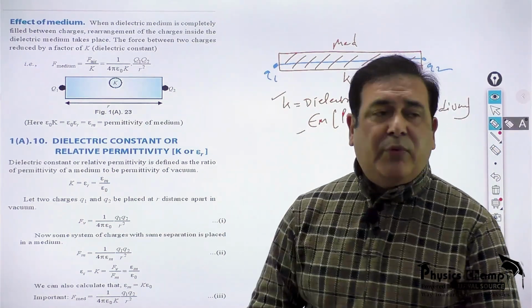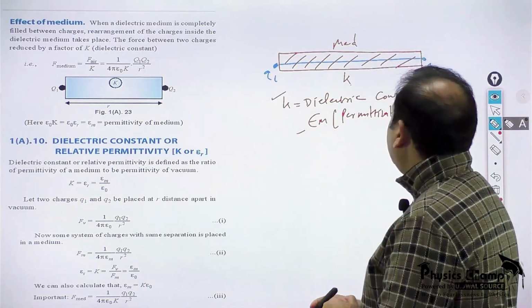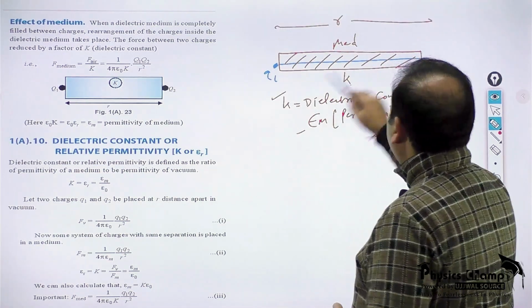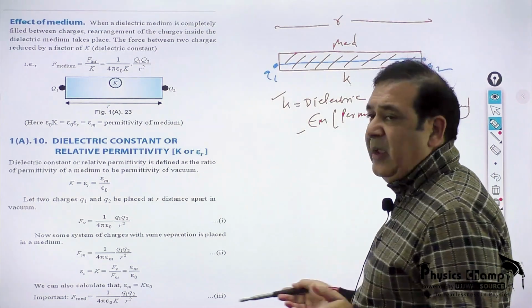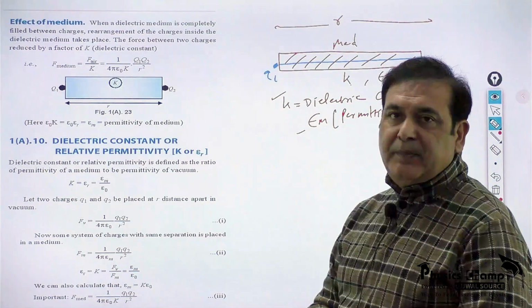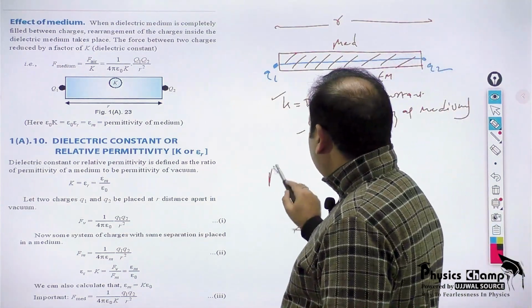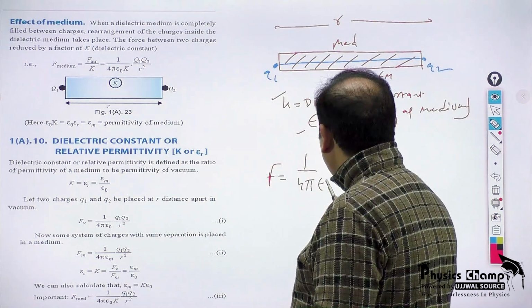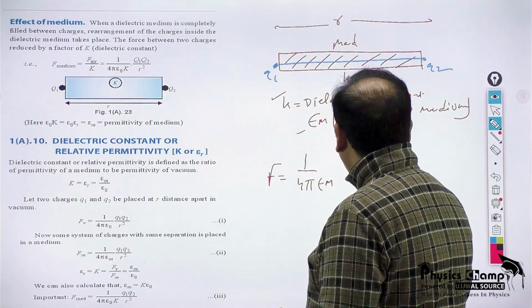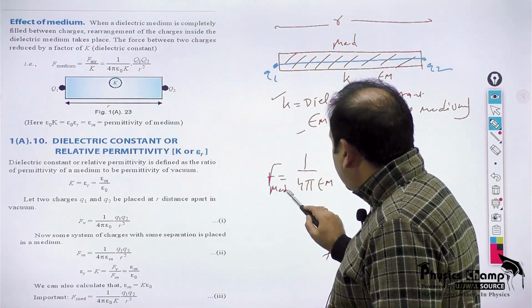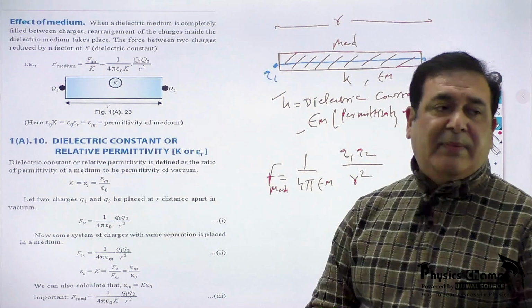Now, how do we write the force between the two charges when they are placed r distance apart, and there is a medium of dielectric constant K, and the medium has a permittivity epsilon m? The force should be written as 1 over 4 pi epsilon m into q1 q2 by r square. Force in the medium is 1 over 4 pi epsilon m q1 q2 by r square.